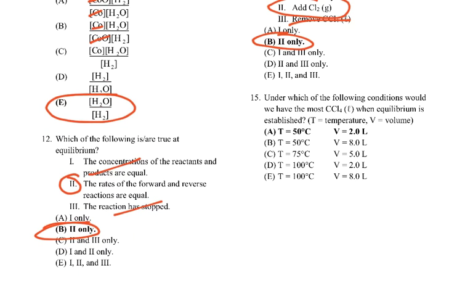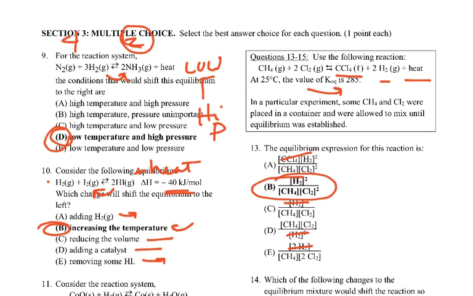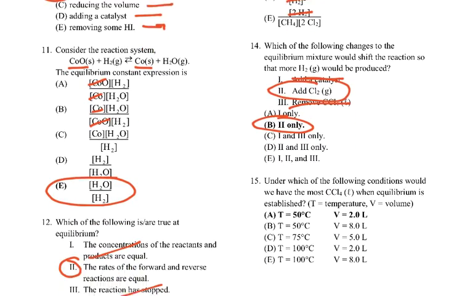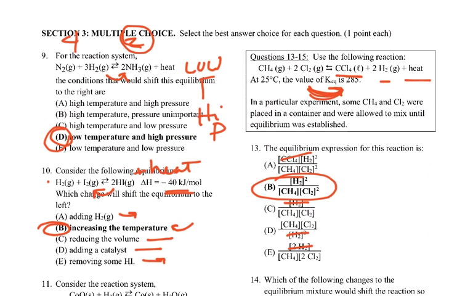Under which of the following conditions would we have the most CCl4 liquid when equilibrium is established? Now that's okay, we can say that. Which one's going to have the most CCl4 liquid? We're talking about the amount. So which will shift the reaction to the right? Okay, we are talking about temperature and volume. So what we're saying here, heat's on the right. So if I increase the temperature, that's going to shift it to the left. So again, I want low temperature.